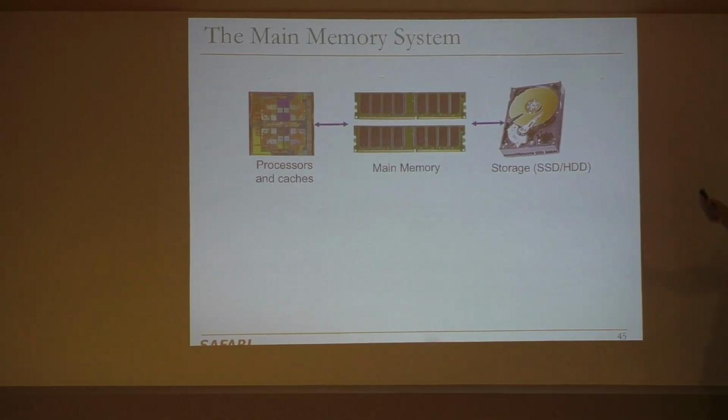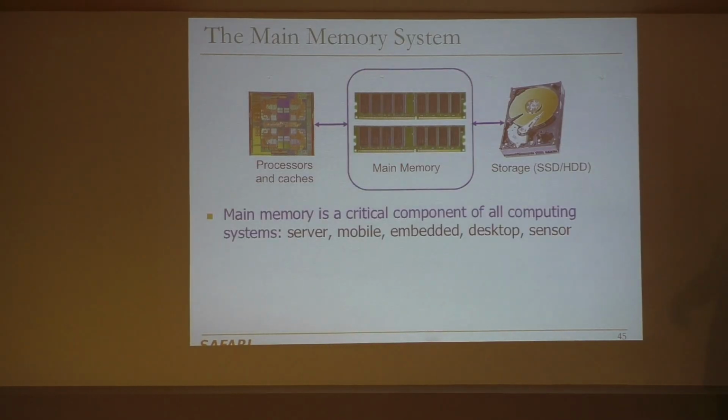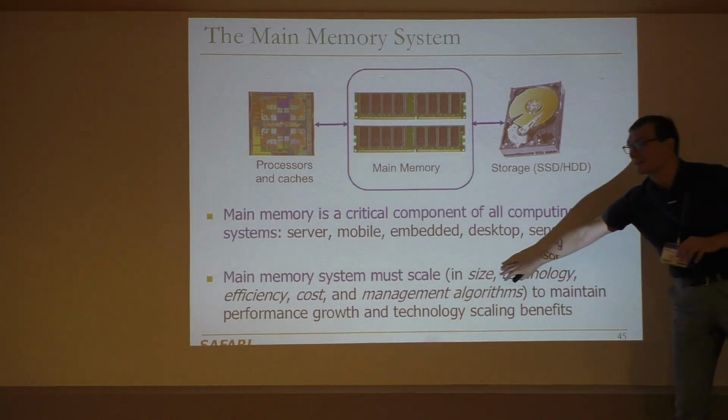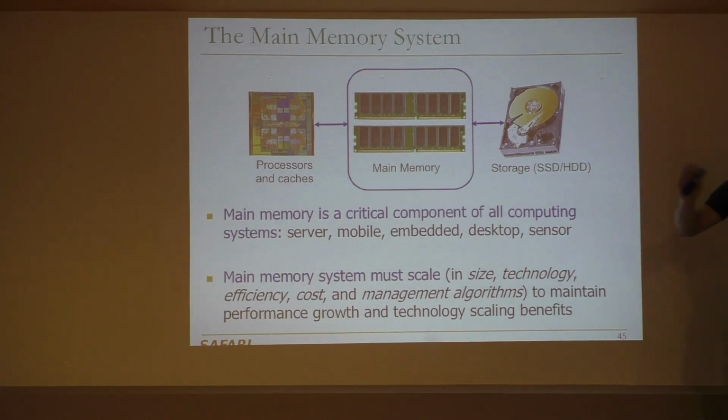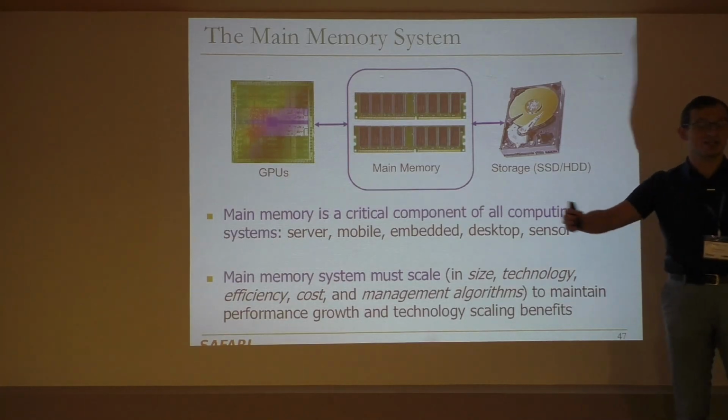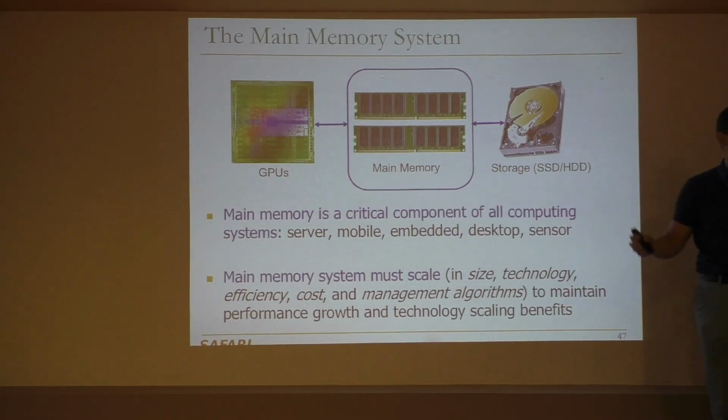So we're going to talk a lot about main memory. Main memory is really a component that's between processors and storage, and it's a critical component of all systems. Any system today has some sort of main memory. And this system must scale in many dimensions in terms of its capacity, technology, efficiency, cost, and the algorithms we use to manage it if you want to increase the performance of your system and get the scaling benefits. And it doesn't matter what kind of processing unit you attach to main memory, processors, FPGAs, GPUs, a heterogeneous array of these different components plus accelerators, just like we do today, you're bottlenecked by main memory. You're bottlenecked by these connections over here.